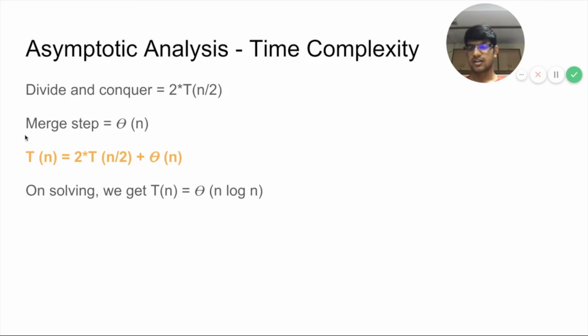In totality, the total time taken by the merge sort procedure can be written down in the following recurrence relation. T(n) is 2T(n/2) plus theta of n. On solving this using the recursion tree method, we obtain T(n) to be equal to theta(n log n). Hence, the time complexity of the merge sort procedure is theta(n log n). Note that this is significantly better than the n-square algorithms that we discussed during the beginning of the presentation.